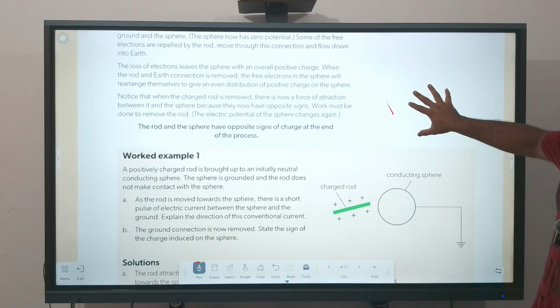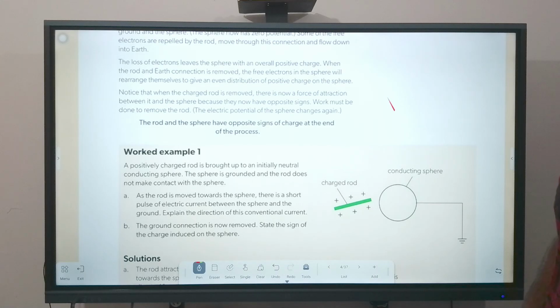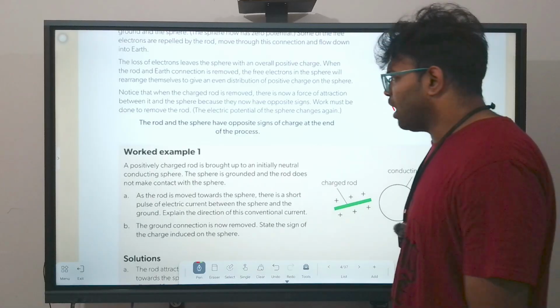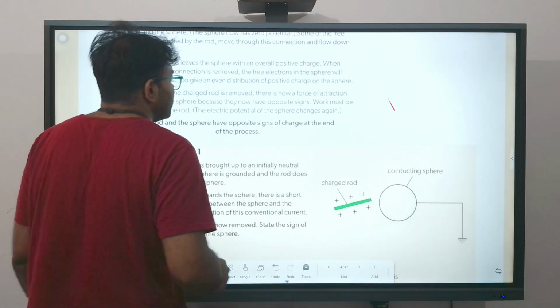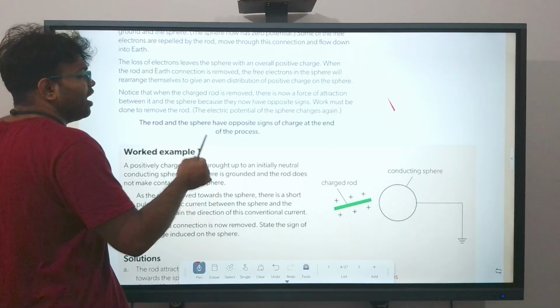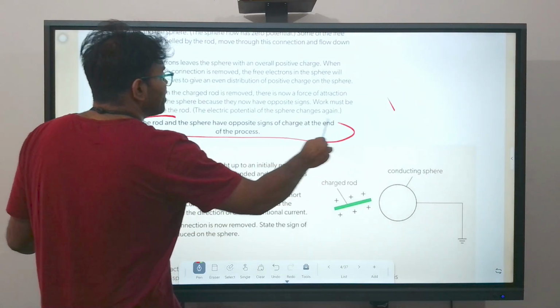Next, when the rod and the earth connection is removed, the free electrons in the sphere rearrange themselves to give an even distribution of positive charge on the sphere. Notice that when the charged rod is removed, there is now a force of attraction between it and the sphere because they now have opposite signs. Work must be done to remove the rod. The electric potential of the sphere has now changed.